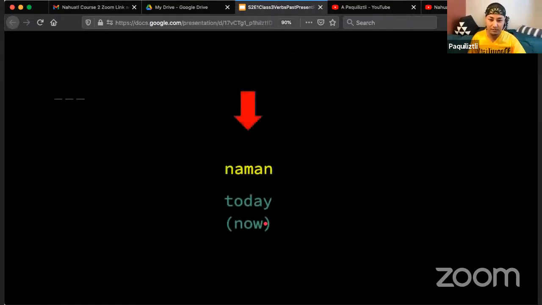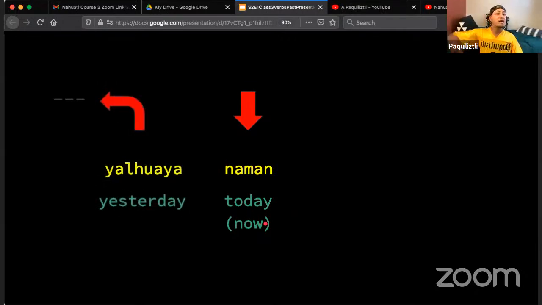Okay, so if we're talking about today, we're talking about naman. This word also means now. So just like in Spanish, the word ahora means today, but it also means now. Nahuatl uses the word naman to also mean now or today. Other varieties of Nahuatl do say a different word, which is ashkan. So if you hear the word ashkan, that might be a central Nahuatl variety. But in our variety, they say naman or aman or ama, something like that. But usually it's naman. Okay, depends on your variety.